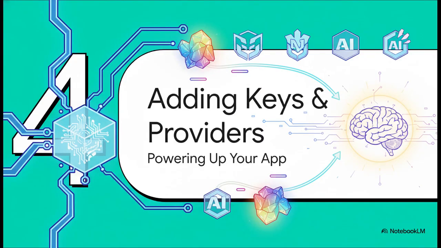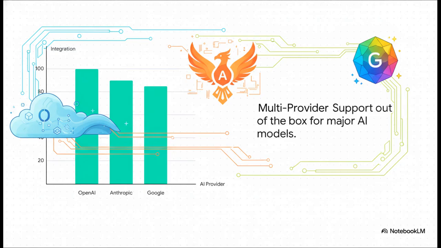An empty application is, well, not very smart. To give it a brain, we need to power it up by connecting it to a real AI provider. And this is where you can see how flexible Agentbase is. Right out of the box, it supports all the big players. So whether you're a fan of OpenAI's GPT models, Anthropic's Claude, or Google's Gemini, you can plug any of them right into your app. No problem.